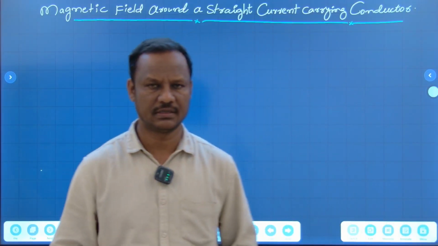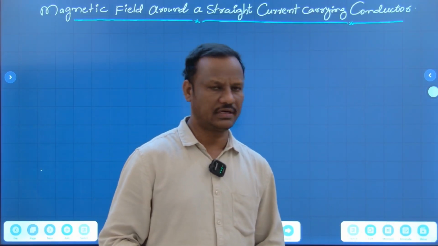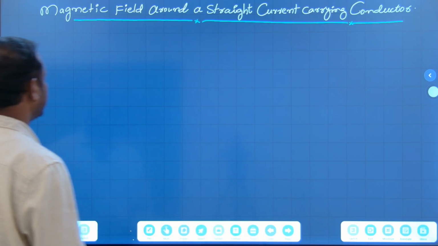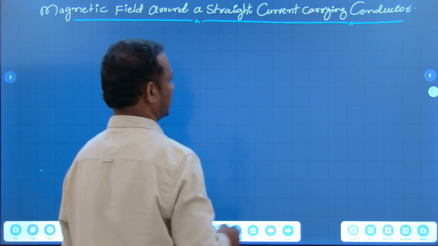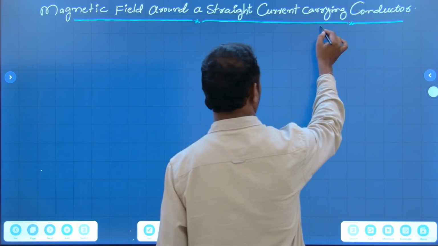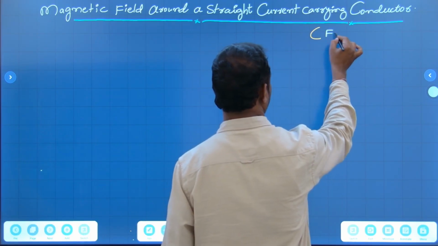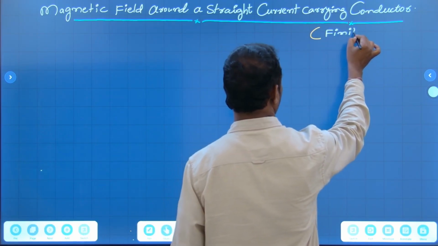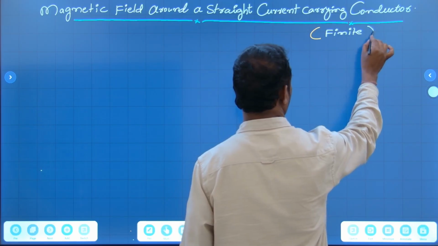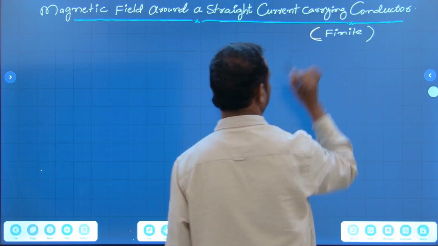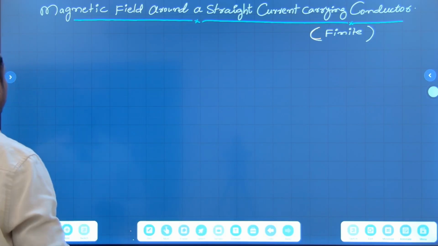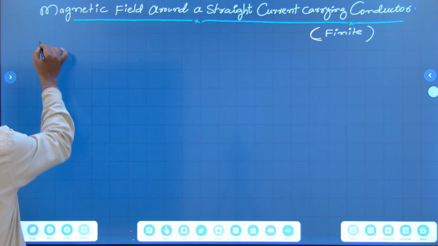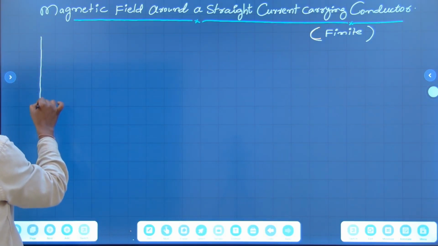Hello students, today we are discussing the magnetic field around a straight current carrying conductor. It is a finite current carrying conductor, of finite length. In general, you see there is a straight current carrying conductor.